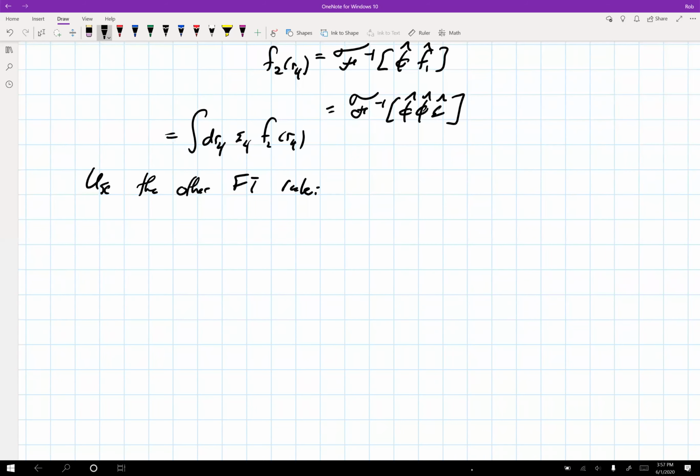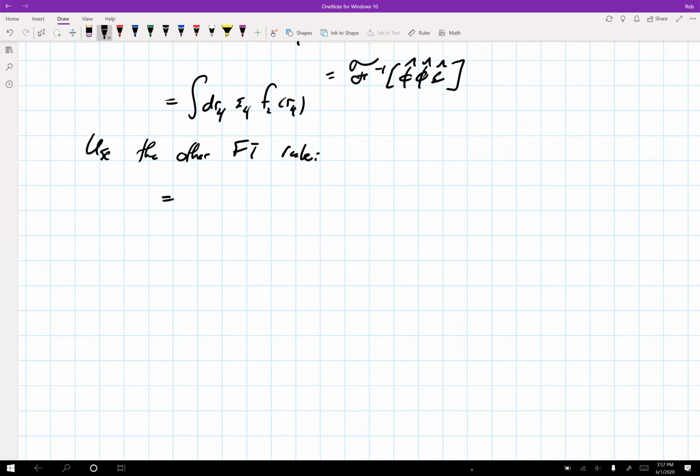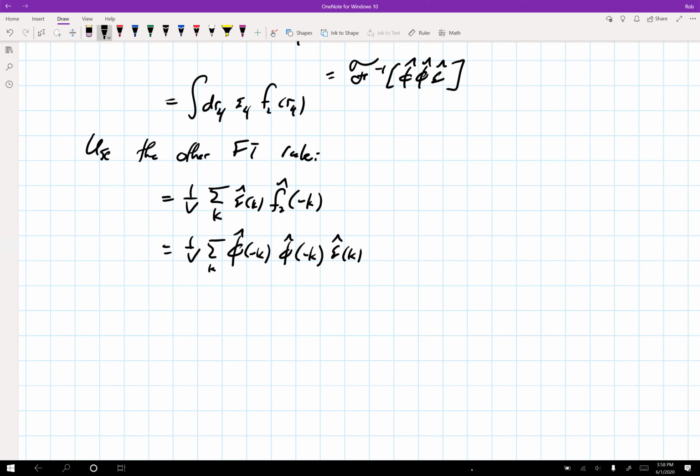Right, we know that we can write this whole thing as equal to 1 over V, sum over wave vectors, epsilon hat of k, right? And that's coming from the epsilon 4, then f2 hat of minus k. And now we can plug in for f2, and this becomes 1 over V sum over k. Right, f2 has a phi hat of minus k, phi hat of minus k, epsilon hat of k, epsilon hat of minus k.